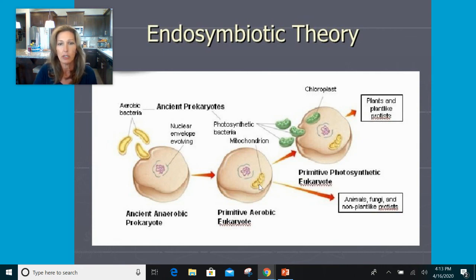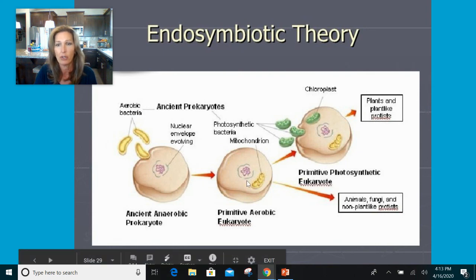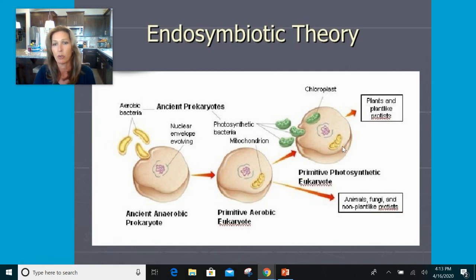Now, our evidence of this endosymbiotic theory is that both the chloroplast and the mitochondria are double membrane structures, and both still have circular DNA. Circular DNA is only in prokaryotes. Eukaryotes have linear DNA. So that's another evidence of this endosymbiotic theory. Here we've got our photosynthetic prokaryotes. We're engulfed. And then this is where we have our plants, and plant-like protists that have mitochondria and chloroplasts together. And then we also have our animals and our fungi that have mitochondria only. So we need to make sure we're remembering that.